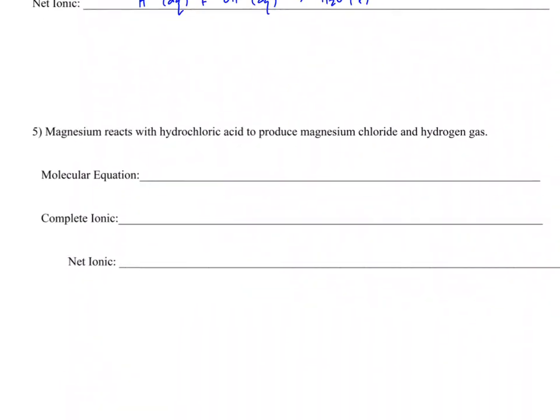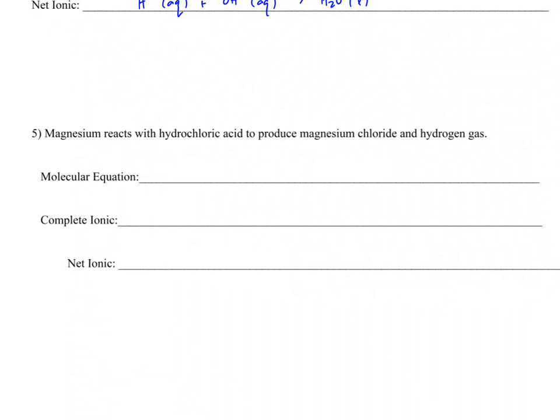All right, and my last one here. I would like you to take a moment to attempt number 5. You can go ahead and pause the video, see if you can write out the molecular equation, complete ionic and net ionic on your own, and then when you're done, come back and watch the video to check your answers.